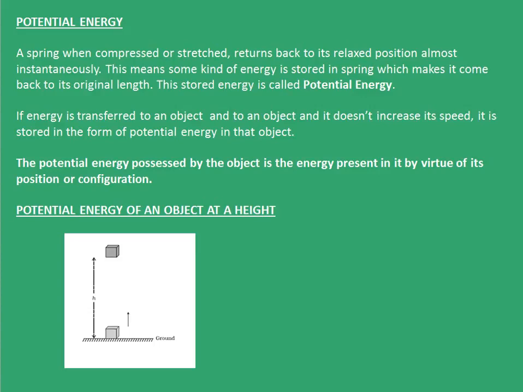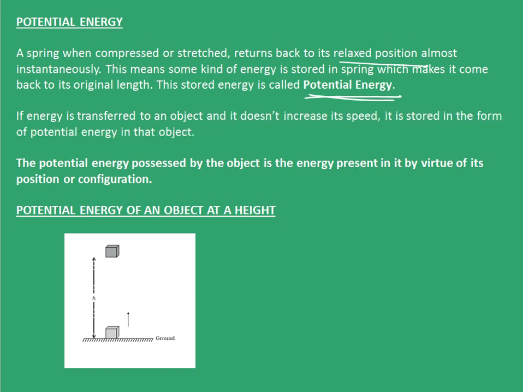Now let's move on to potential energy. A spring, when compressed or stretched, returns back to its relaxed position almost instantaneously. This means that some kind of energy is stored in the spring, which makes it come back to its original length. This stored energy is called the potential energy. If the energy is transferred to an object and it doesn't increase its speed, it is stored in the form of potential energy in that object. The potential energy possessed by an object is the energy present in it by virtue of its position or configuration.